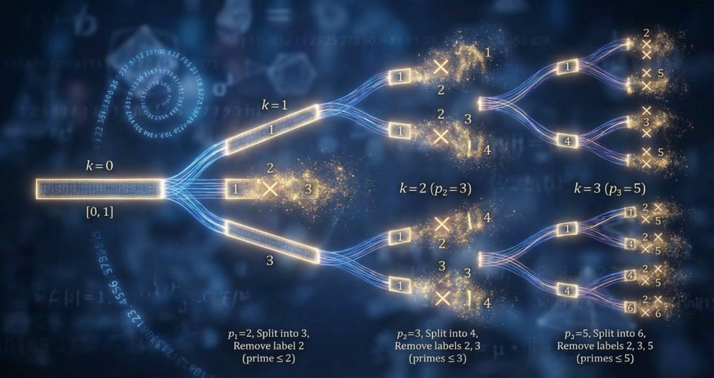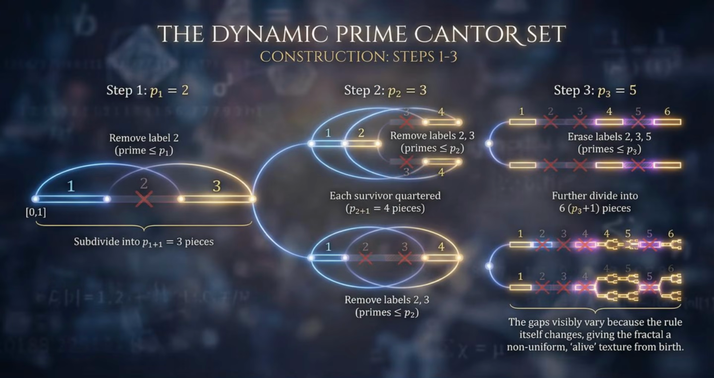The construction begins with the unit interval, [0, 1]. At each step, $k$, the process splits the intervals and removes parts based on the primes, leading to a dynamic structure. Steps 1 through 3 demonstrate the non-uniform nature of the set. The rule changes at each step, causing the gaps to vary and giving the fractal its alive characteristic.